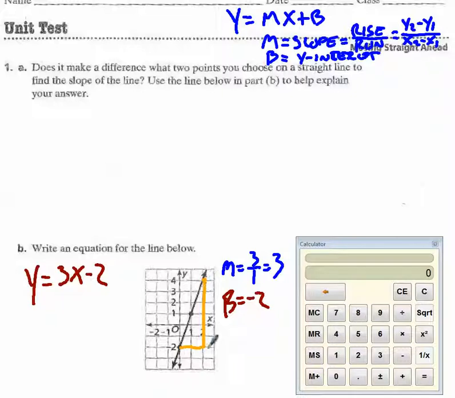So what is my rise? Well, I go up 1, 2, 3, 4, 5, 6. So my rise here is 6. My run, I go over 2. 6 over 2 is equal to 3 over 1, or 3.